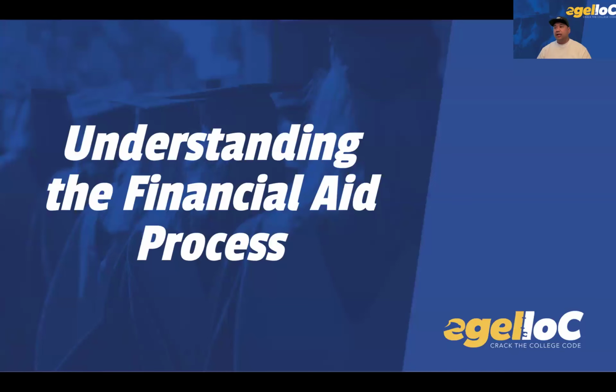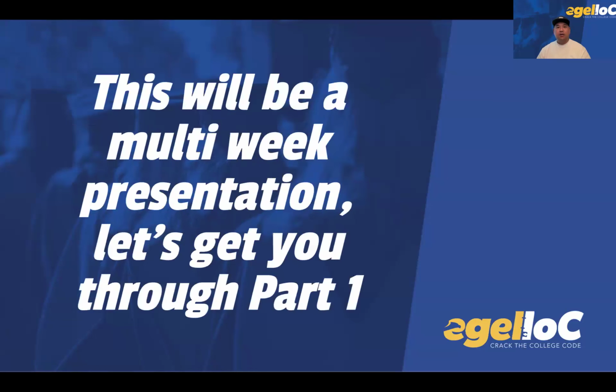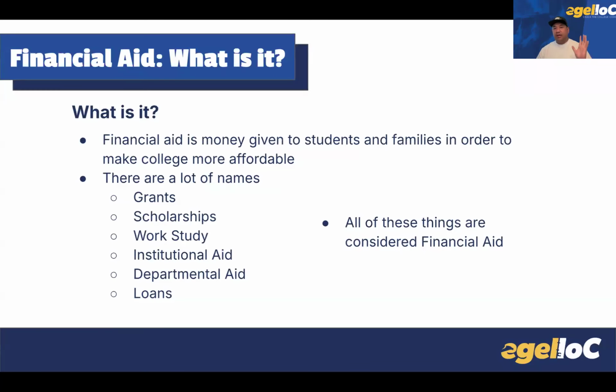So with that, I want to get into understanding the financial aid process, okay? So financial aid, what is it, right? Financial aid is money given to students and families in order to make college more affordable, right? There's a lot of different names that are given to financial aid, right? Grants, scholarship, work study, institutional aid, departmental aid, and loans, okay?